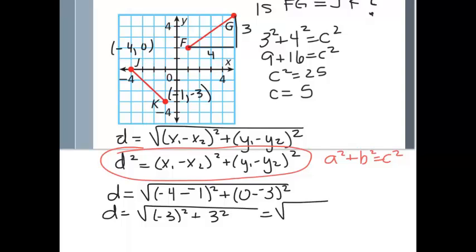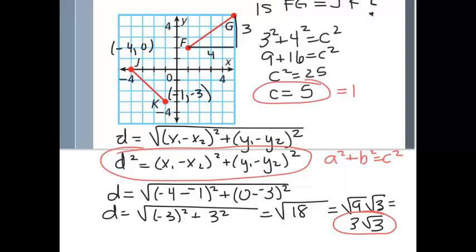the square root of 18, which if we simplify is the square root of 9 and the square root of 2, which is 3 square root of 2. So we have 3 square root of 2 as the length of JK, and we have 5 as the length of FG. So these are not congruent. Okay, we'll see you in class tomorrow.